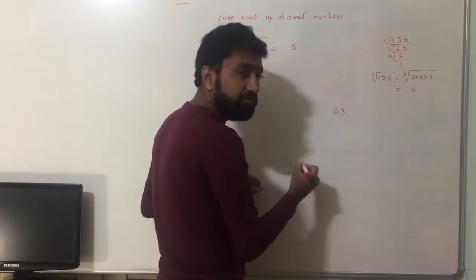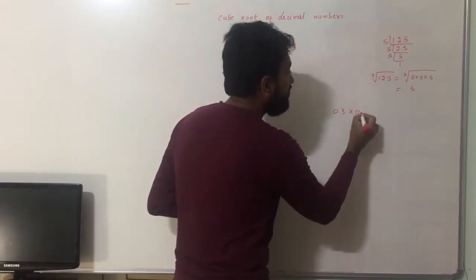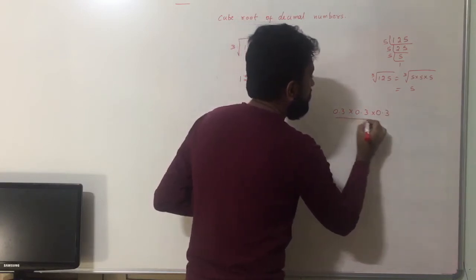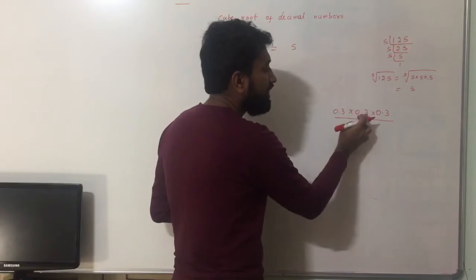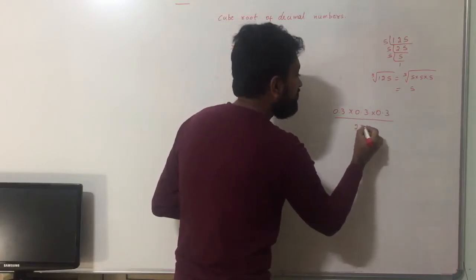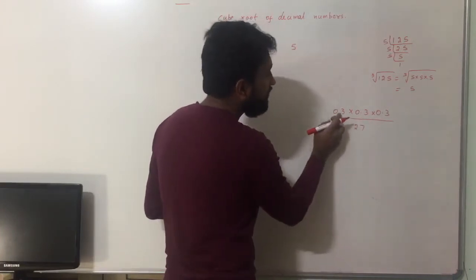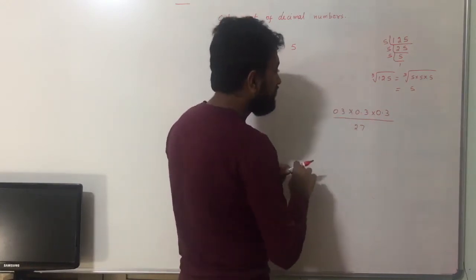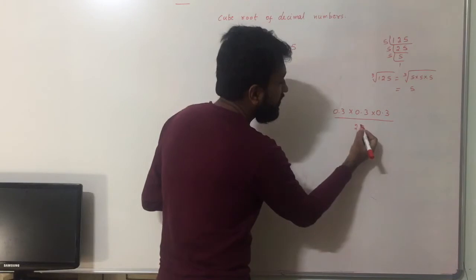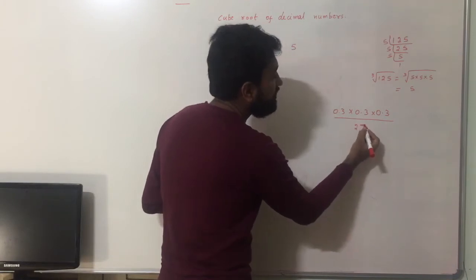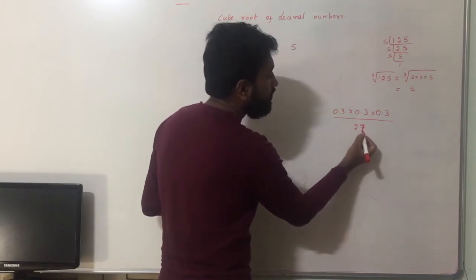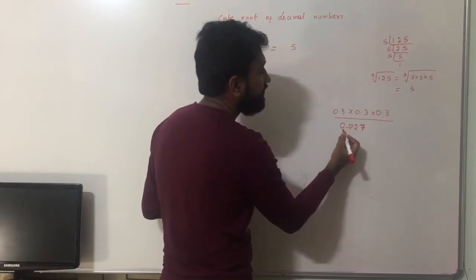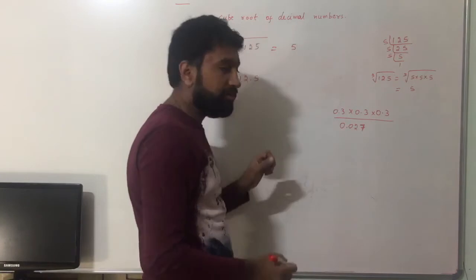0.3 into 0.3 into 0.3. What will be my answer? 3 3s are 9, 9 3s are 27. And then after the decimal there is one number, another number, another number. So totally there are 3 numbers. So I should put my decimal such that after the decimal there are 3 numbers. So 1, 2, I'll put a 0 and then put this decimal. Now I have 3 decimal numbers.